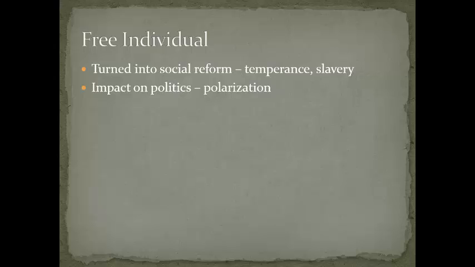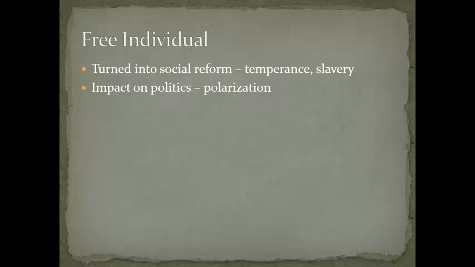For example, we see the beginnings of the temperance movement. The temperance movement is the movement to limit or even ban alcohol. Alcoholism in the early 1800s is a major problem in the United States. And so we see this movement to outlaw alcohol. And of course, that will eventually culminate in the next century with prohibition. So we'll be talking about temperance for the next few chapters.